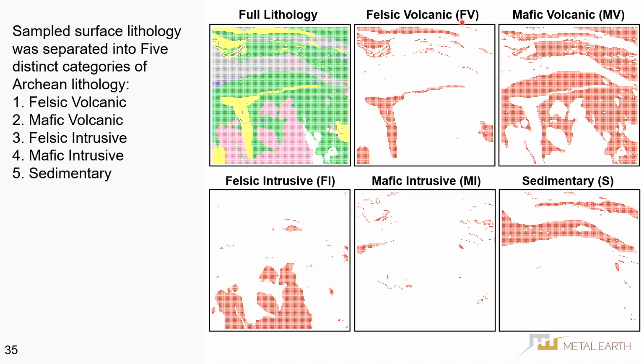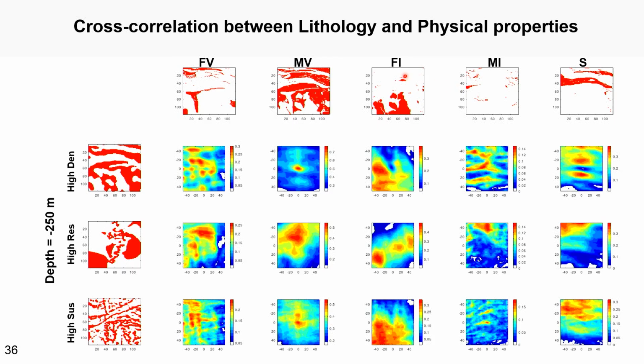I take the lithology and call them FV, MV, FI, MI, and sedimentary. So it's just the simplest way of dividing these into different groups. Now I have the surface, I know what is at the surface, and I know at different depths where I have the low and high resistivity, those 8 groups. Now I can see if there's any meaningful correlation between these values. On the top you see my felsic volcanic, mafic volcanic, felsic intrusion, mafic intrusion, and sedimentary. And here I'm putting high density, high resistivity, high susceptibility at a depth of 250.